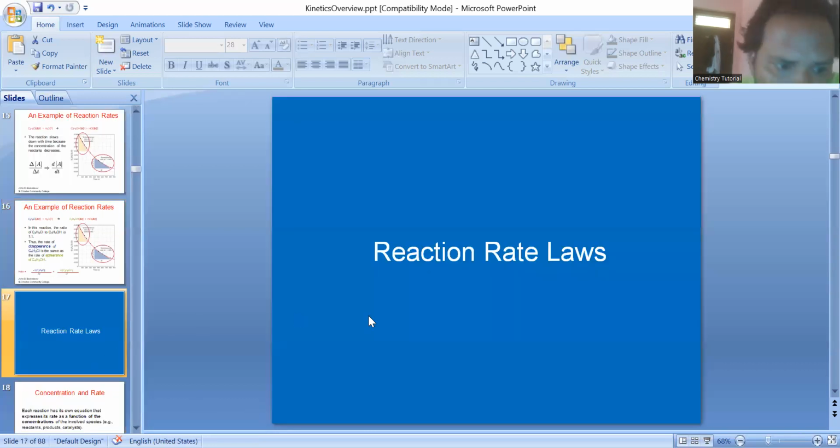Then the reaction rate law: in the next lecture we'll describe the reaction rate law. So this is the first lecture, and I will discuss the remaining part in the second lecture.